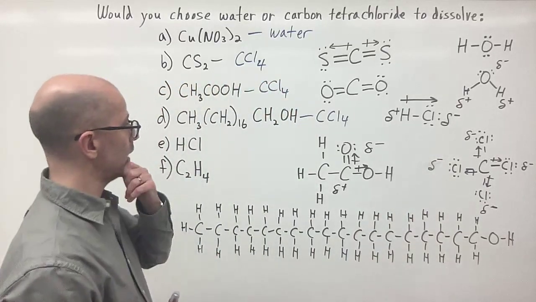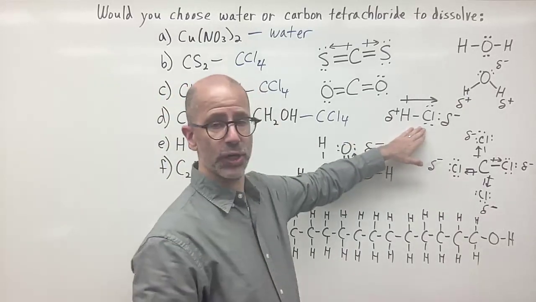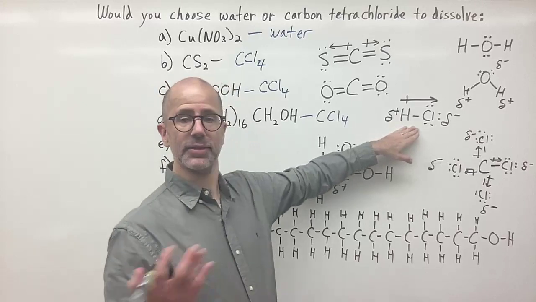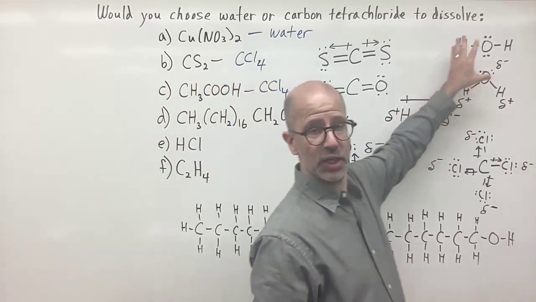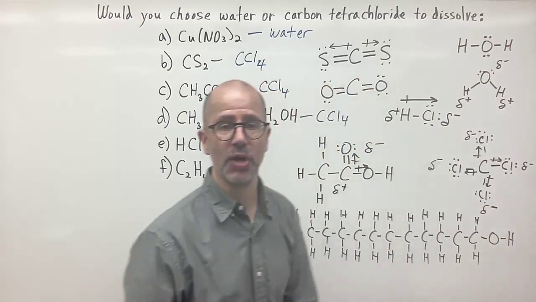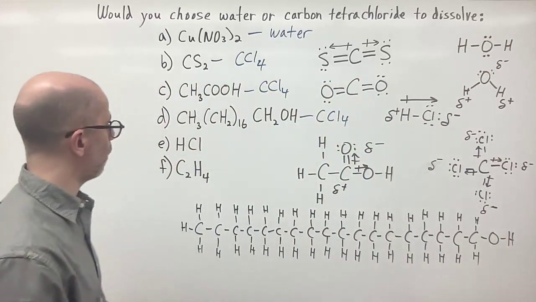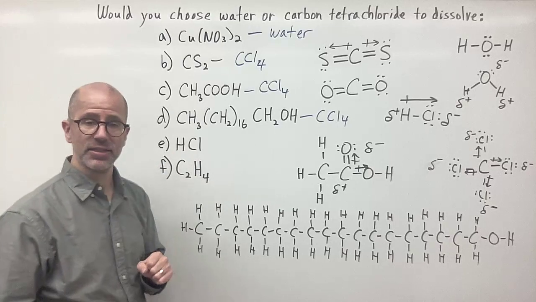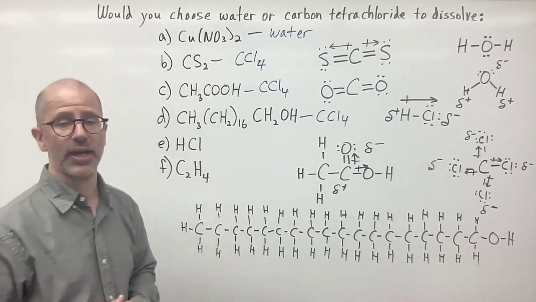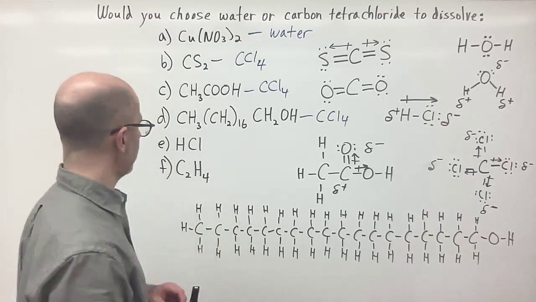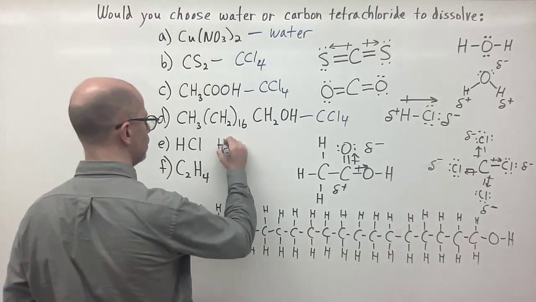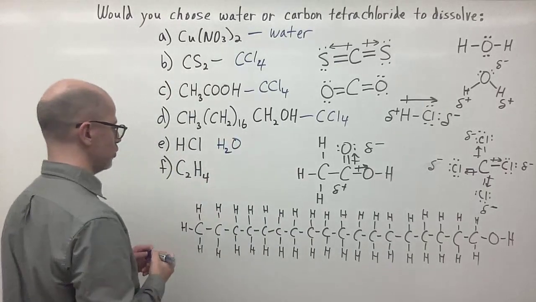Okay, so given the fact that this is polar, even if you didn't know it ionized in water, the polarity tells us that it's going to dissolve in the polar substance of water and not so much in the non-polar substance of carbon tetrachloride. But we do know that when this does dissolve in water, it will ionize into its ions completely. Okay, so this is going to be water. H2O dissolves in water.